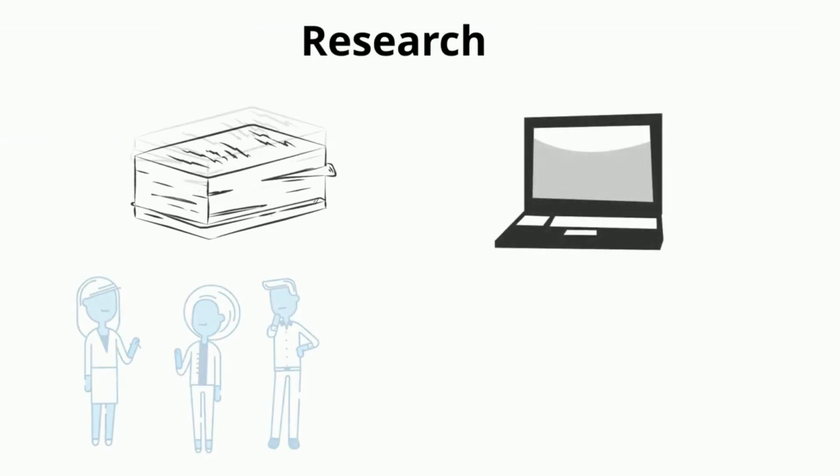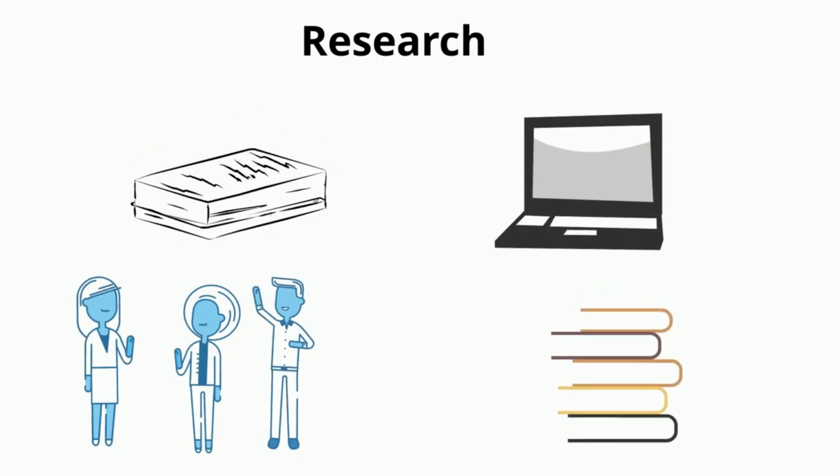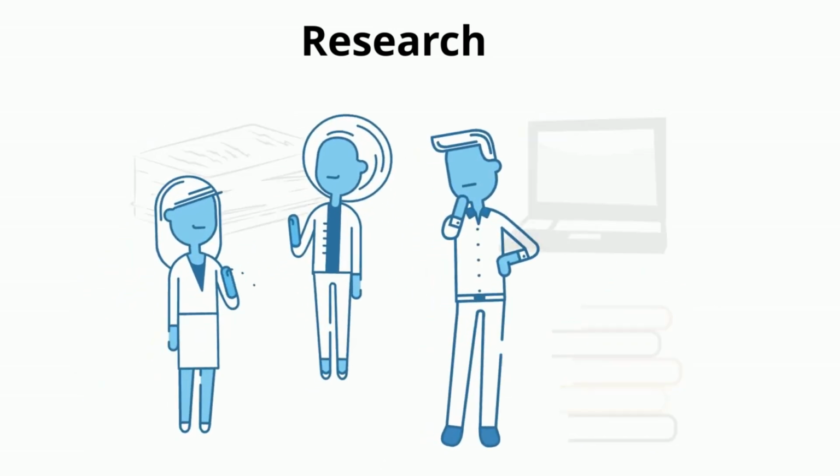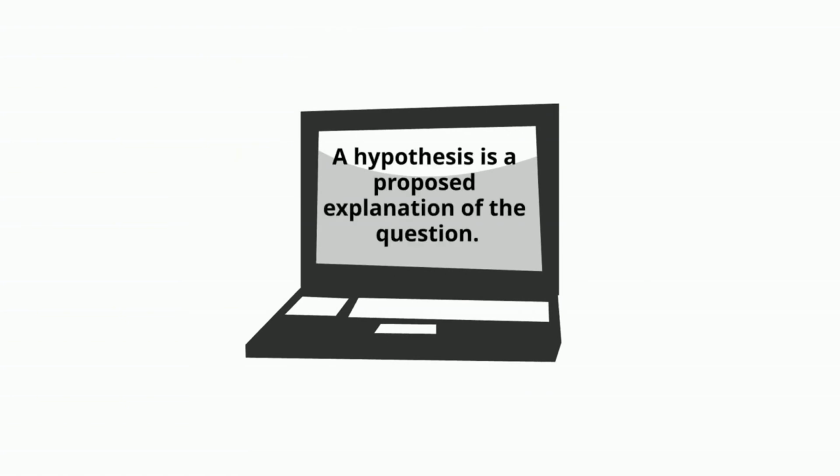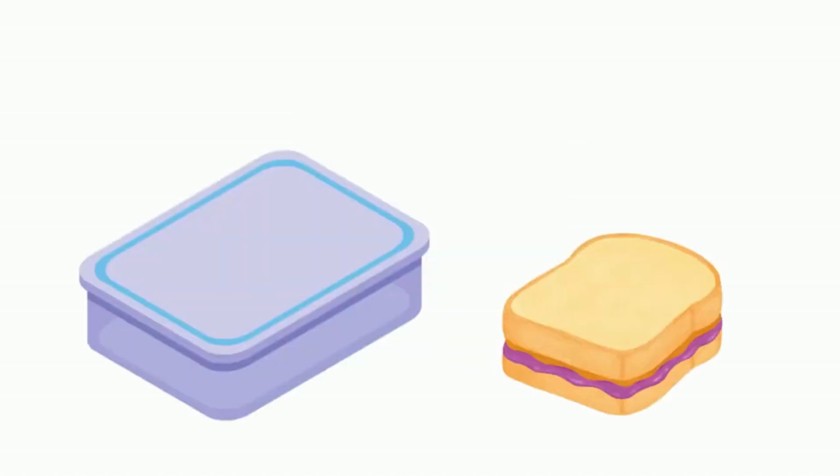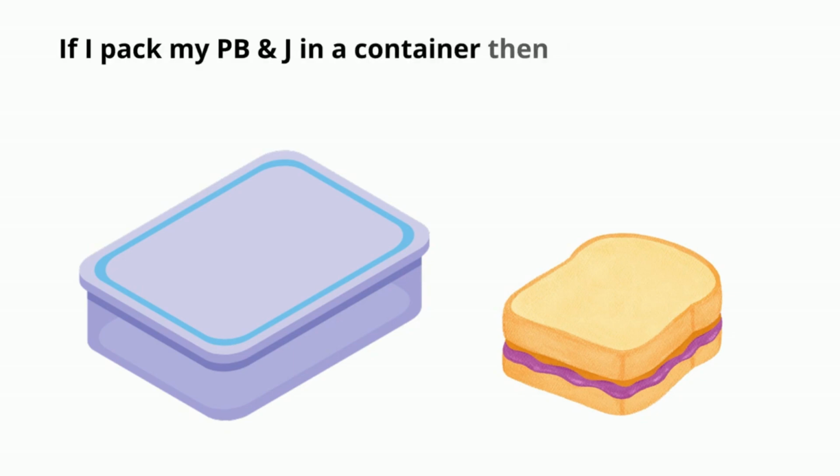Research can take many forms, such as trusted scientific journals, online resources, conversations with friends, books, and articles. You start by asking your friends who also eat peanut butter and jelly sandwiches, and also go online and discover that most people prefer their PB&J in a solid container. You form a hypothesis, which is a proposed explanation that serves as a starting point for further investigation. You hypothesize that bread gets soggy in bags, but would not in a container. You make a hypothesis: If I pack my sandwich in a container, then it will not get soggy.